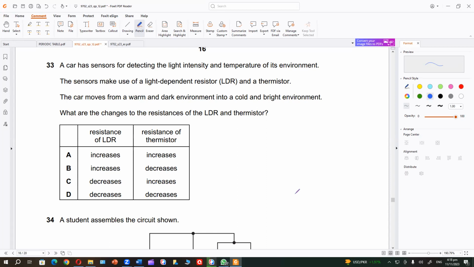If it is a regular thermistor, normally as temperature increases, its resistance decreases. And here for the LDR, as brightness increases, resistance decreases. So then this question should be a straightforward question, 33. Now suggest the answer.